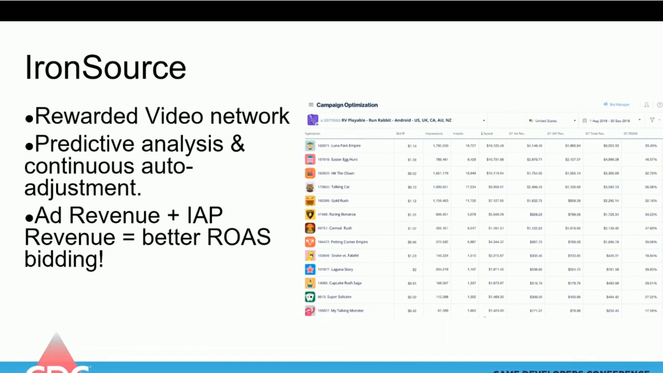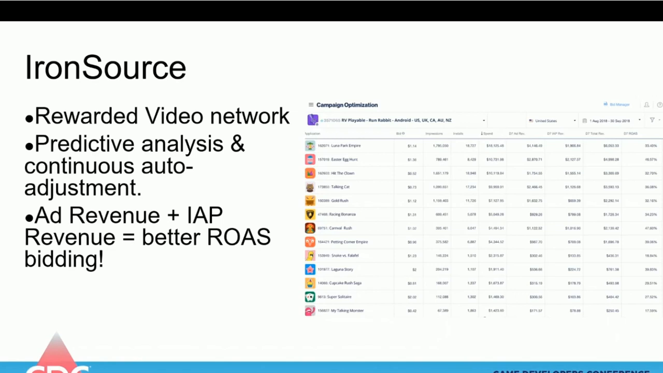IronSource is a rewarded video network, and we also use them for ad mediation. They offer ROAS bidding, which you'll see from other networks like Unity and AppLovin. However, their biggest advantage over their competitors is that they use both in-app purchase and ad revenue in their ROAS calculations. So, since we use them for ad mediation, they have our actual ad revenue data. And this means that their bidding on ROAS is way more accurate.